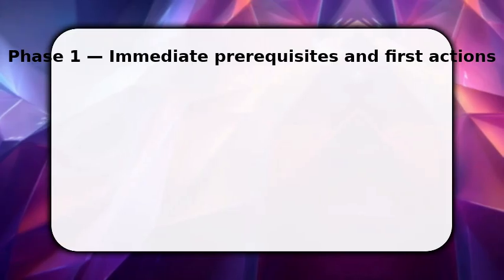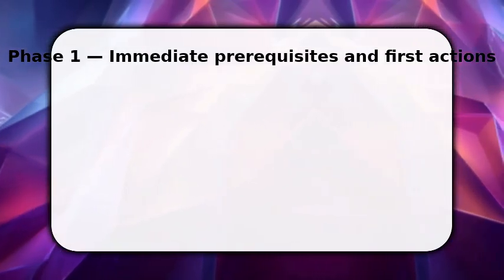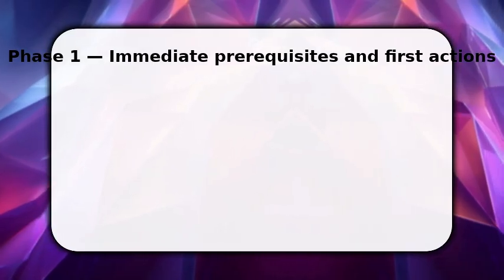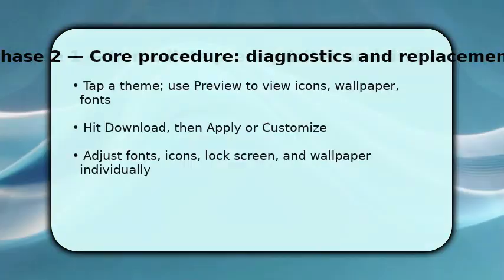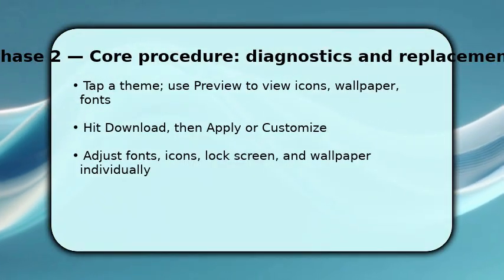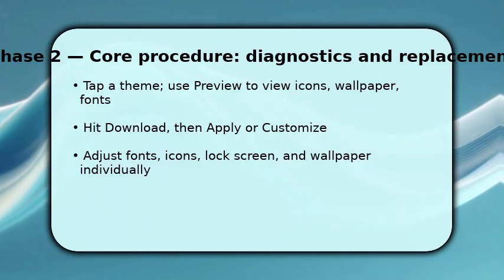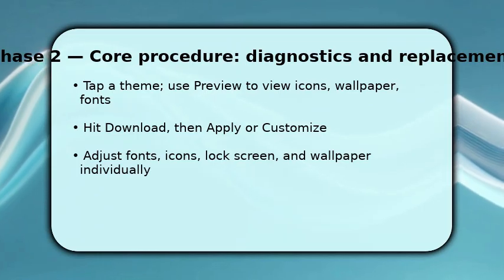Don't waste time customizing yet. Use this step to pick the theme category and preview styles before applying anything. Once you've chosen a style, tap its card and use Preview to inspect icons, wallpaper, lock screen, and fonts. If satisfied, press Download. Once complete, choose Apply to switch everything at once or tap Customize to change parts individually.